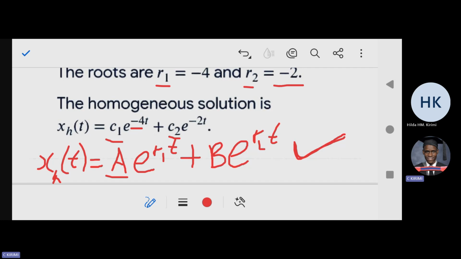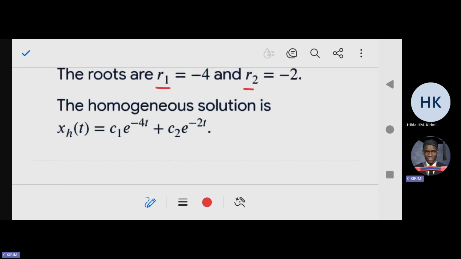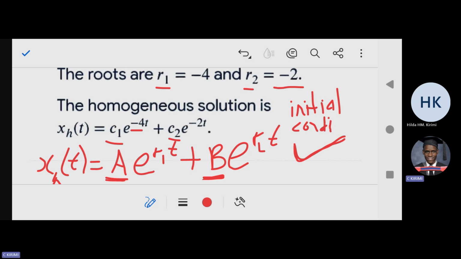So now once you have found your roots, you want to replace them here. How are you going to solve for A, this constant, and B, this constant? That's when you are going to use initial conditions. Those initial conditions that we found, you still remember? Yes. That's where you are going to solve for A and B using the initial conditions. But this is the general of how you find a homogeneous equation.